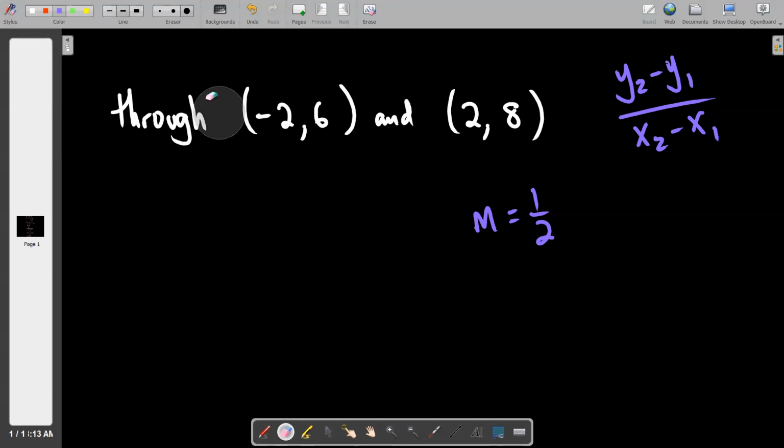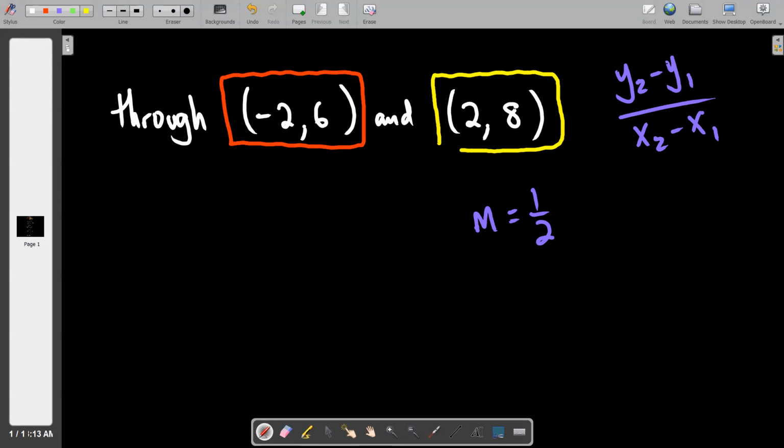So if Mila did this problem using this point, that's okay. And if Jesse did this problem using this point, that also is okay. And you might think, aren't they going to get different answers? Nope. If neither one of them messes up, it's going to work.